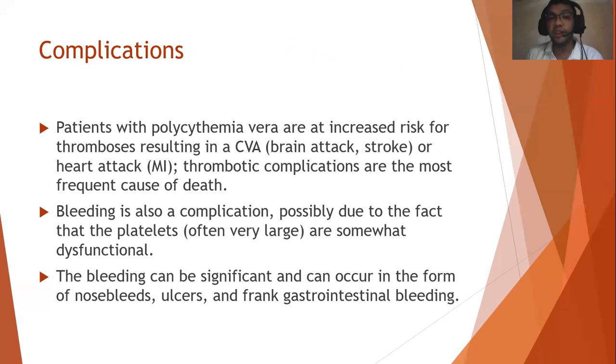Complications of polycythemia vera: patients who have this are at increased risk for thromboses or blood clots, which might result in CVA or cerebrovascular accident. That's stroke, because blood clots can occur inside their brain, or MI, myocardial infarction. Thrombotic complications are the most frequent cause of death among patients who have polycythemia vera due to the increase in the number of platelets.